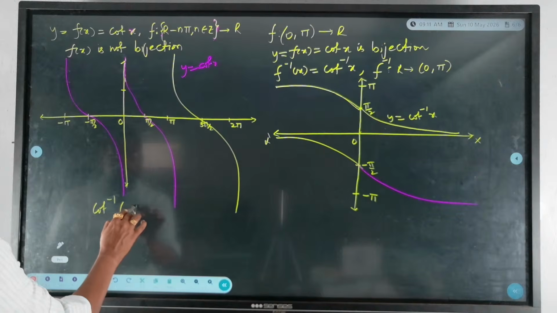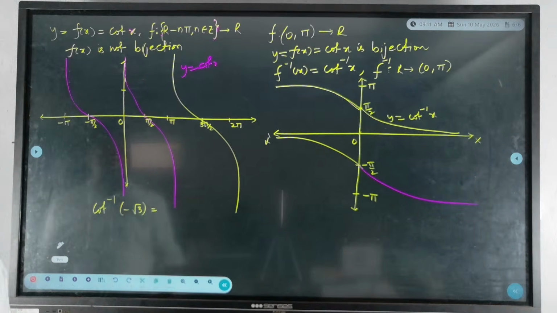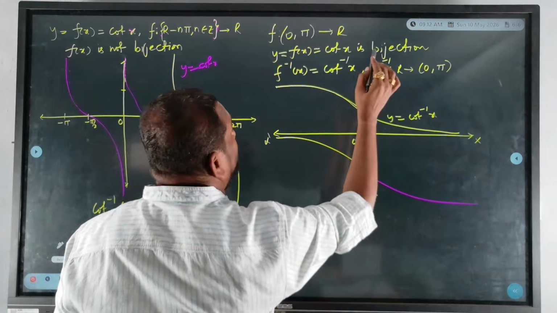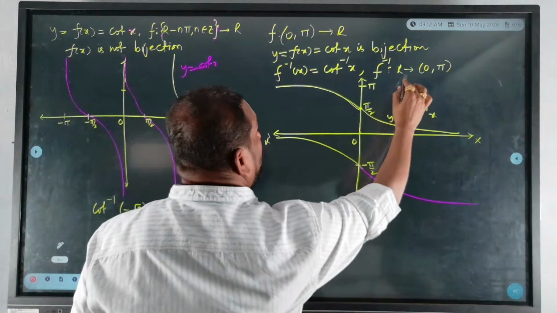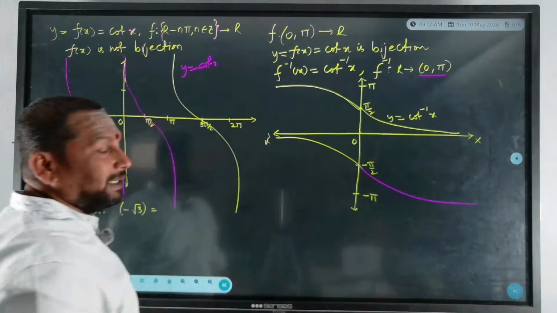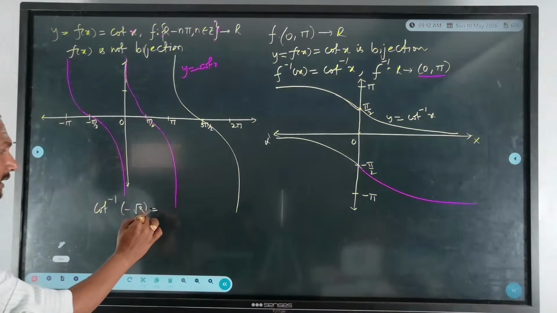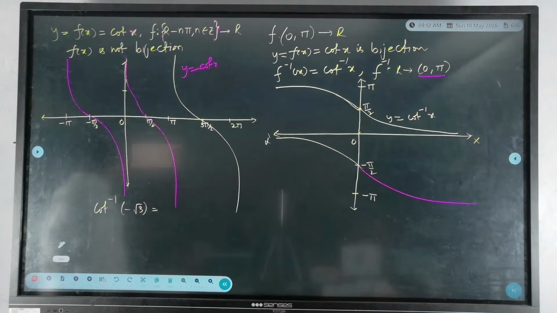Cot inverse of minus root 3. So what is cot inverse of minus root 3? What is the domain here? The range must be 0 to pi. So its range must be 0 to pi. Okay?